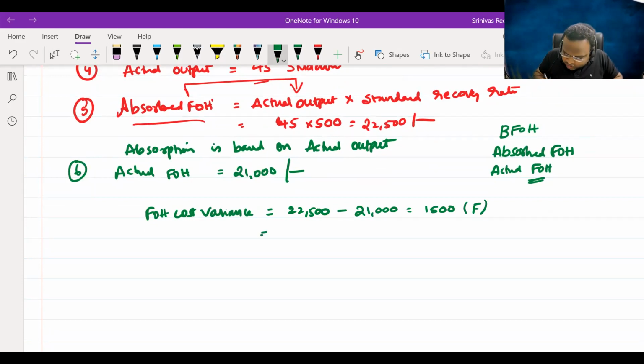What is this 22,500 called? Absorbed fixed overhead. What is this 21,000 called? Actual fixed overhead.